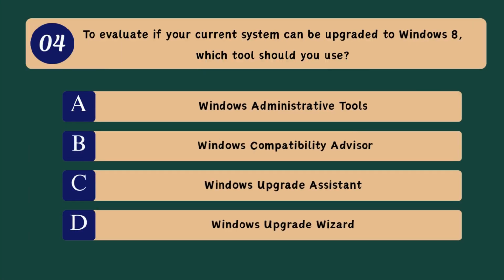Question 4. To evaluate if your current system can be upgraded to Windows 8, which tool should you use? A. Windows Administrative Tools. B. Windows Compatibility Advisor. C. Windows Upgrade Assistant. D. Windows Upgrade Wizard. Correct answer, C. Windows Upgrade Assistant.